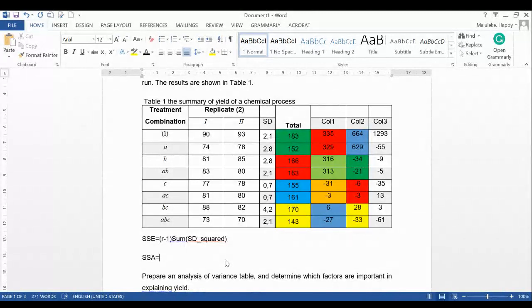I'm listening. Why don't you go directly to the ANOVA table? I say if after here I just go directly to the ANOVA. No, it's not a problem, as long as the values are correct. Okay, thank you. SSA, how do you find SSA?